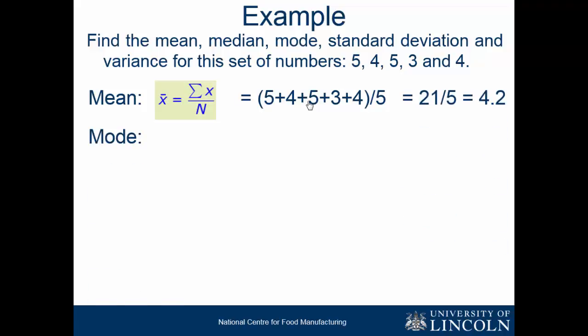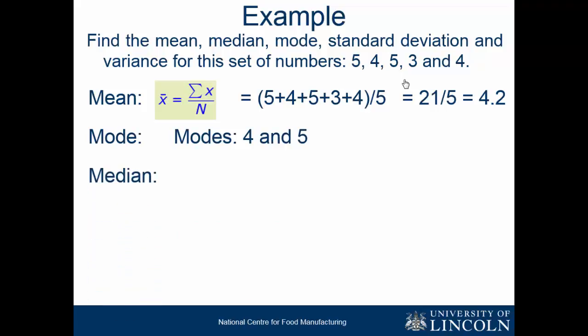Now, the mode is the number with the highest frequency. In some situations, like in this scenario, which is a very good example, we have 4 appearing twice and 5 appearing twice. So this is bimodal data, and our mode is 4 and 5.